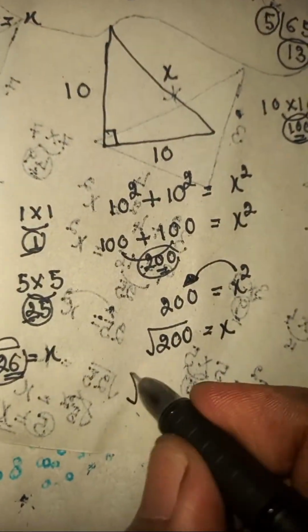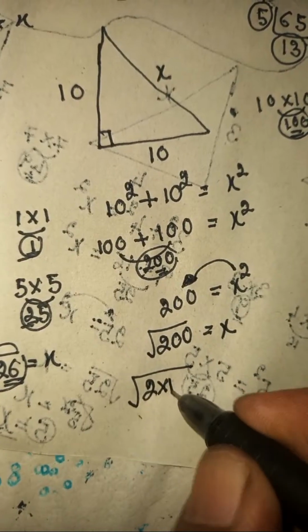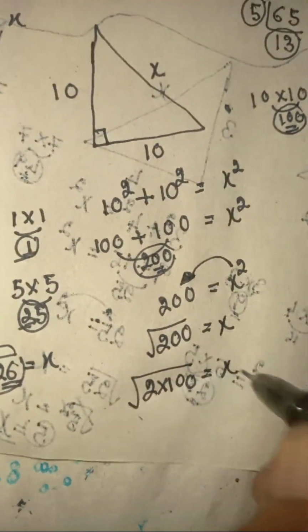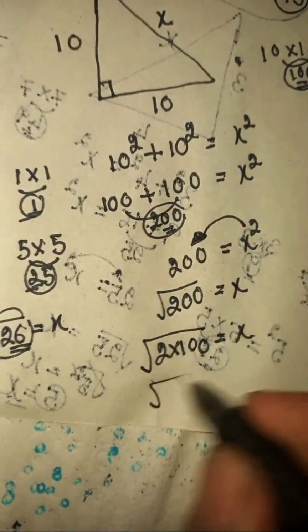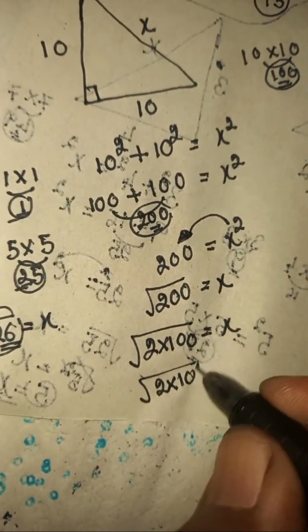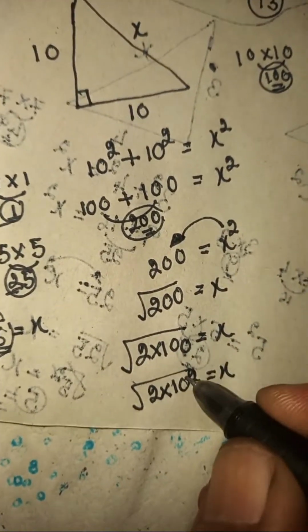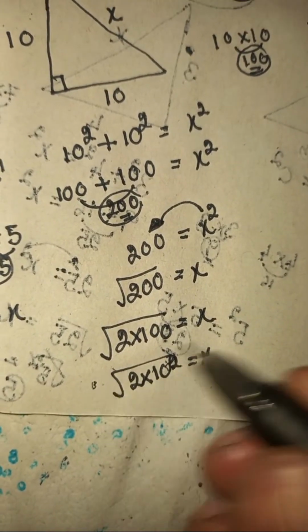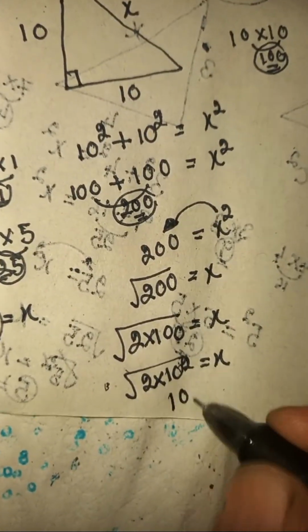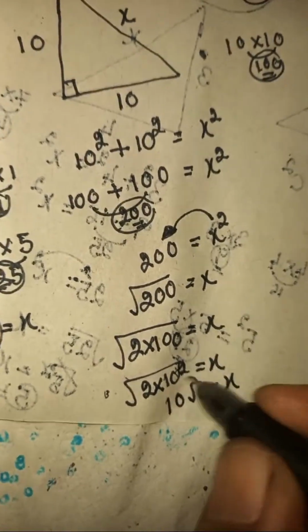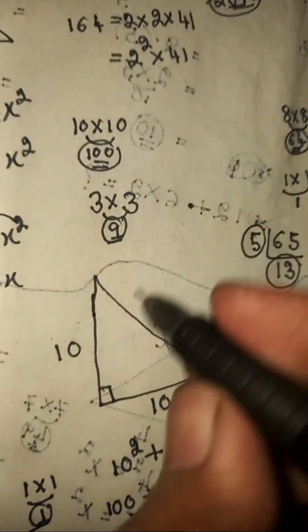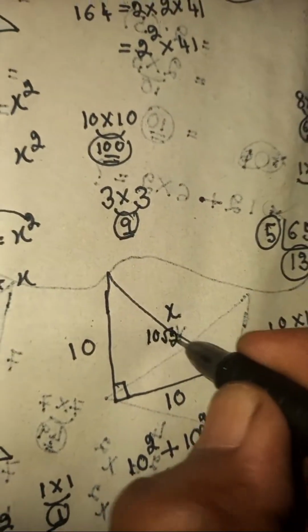This 200 you can again split and write as 2 times 100 equal to x. This 100 again can be written as 10 square. This 10 square comes out of the root, it becomes 10, and root 2 remains. 10 root 2 equal to x. This 10 root 2 is the length of this hypotenuse.